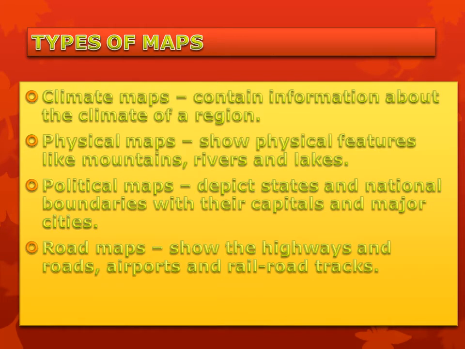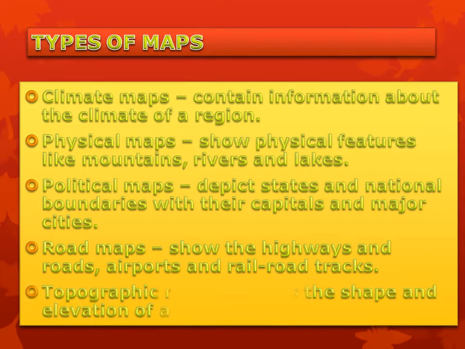After that we have road maps. It shows the highways and roads, airports and railroad tracks. Next we have topographic maps. It shows the shape and elevation of a region. Elevation means the raised area.